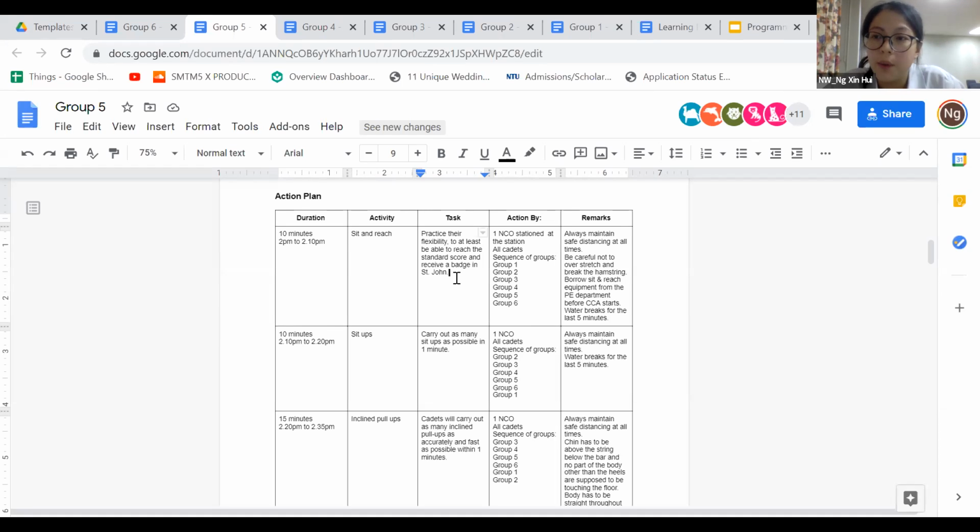And you might want to include some buffer times. So when you execute your program, in case the program is delayed, at least you still have buffer time to fall back on.